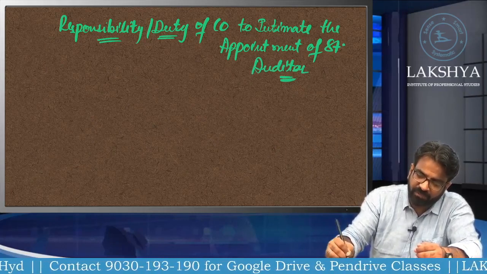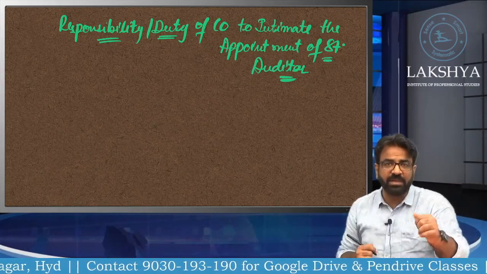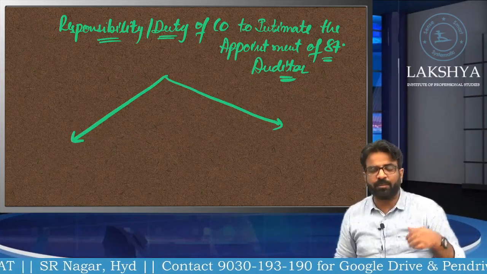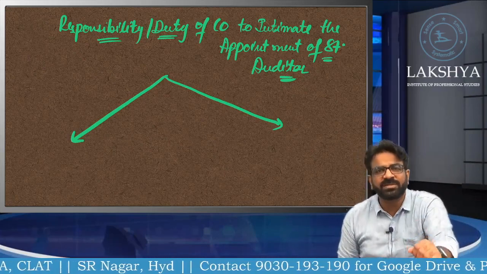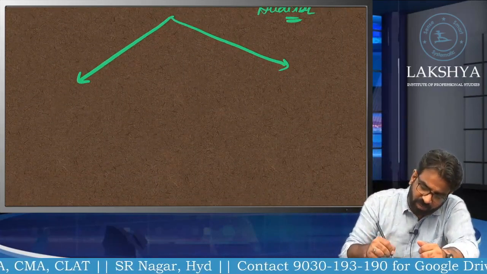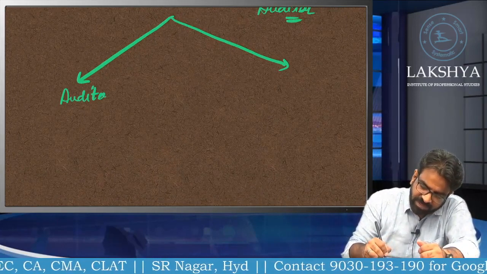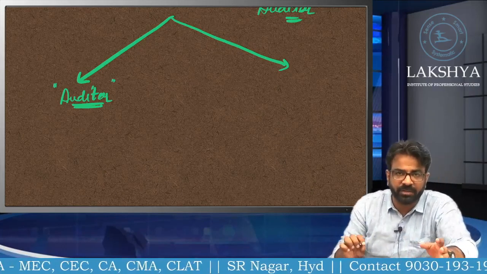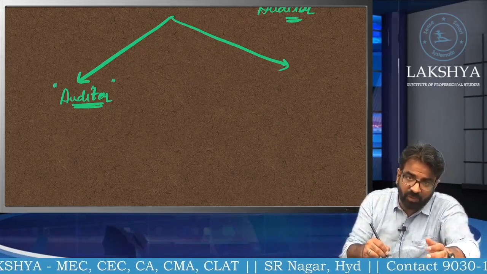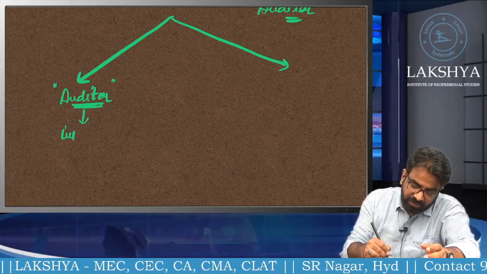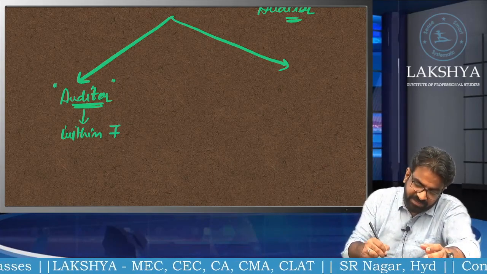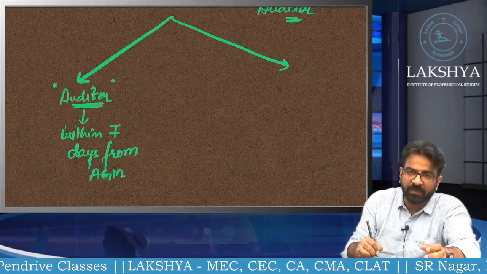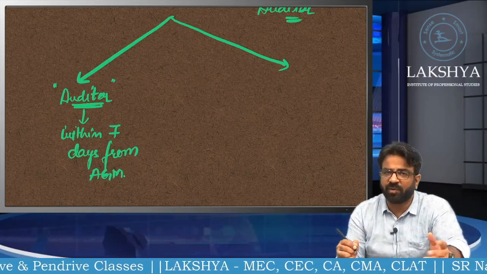To intimate the appointment of which auditor? Statutory auditor. Sir, whom do we have to intimate? We have to intimate two persons. The company has to intimate the appointment of the statutory auditor to two persons. Sir, who are the two persons? One, the auditor himself. The company must intimate the auditor: you have been appointed, okay? Come and collect your appointment letter. Intimation to the auditor within 7 days from the AGM. When do we have to intimate the auditor? Within 7 days from the AGM.